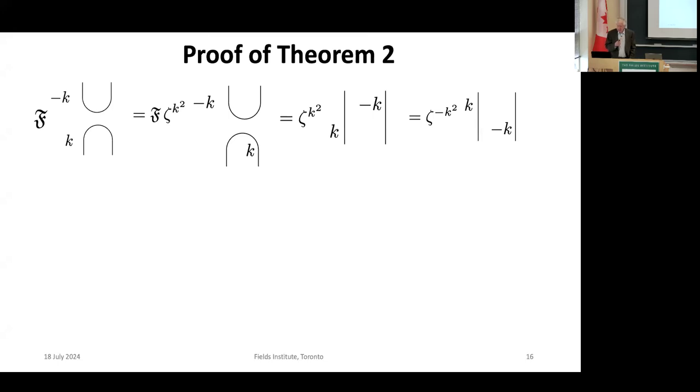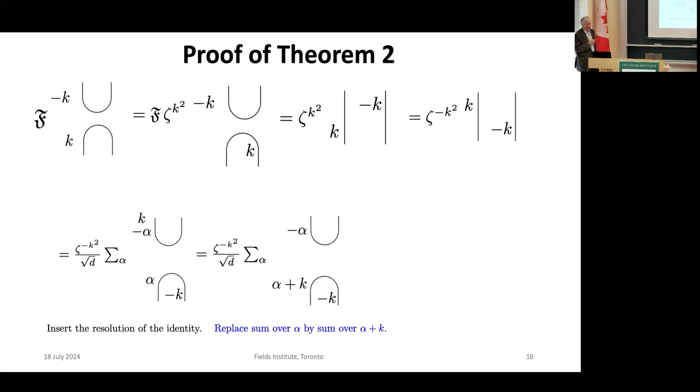And then I can use the para-isotopy to reverse the order of the charges, and that will just produce a factor omega to the k squared, which changes zeta to the k squared to zeta to the minus k squared. And now if I insert the resolution of the identity, we're almost finished. We just use the braid relation to go and take the k.